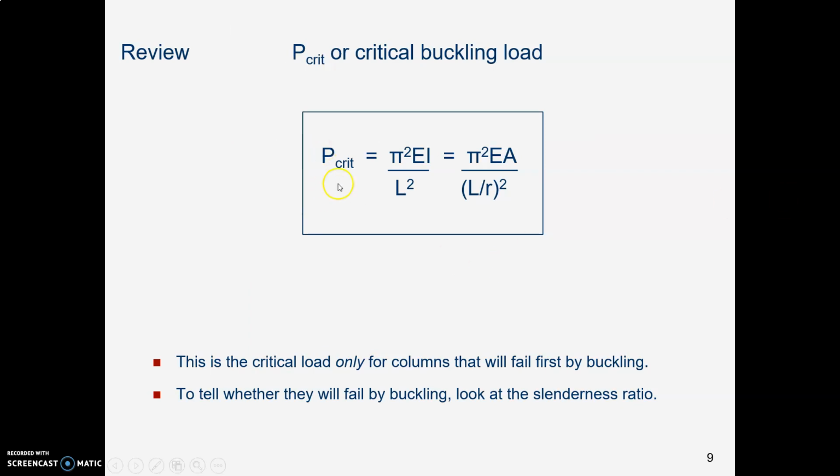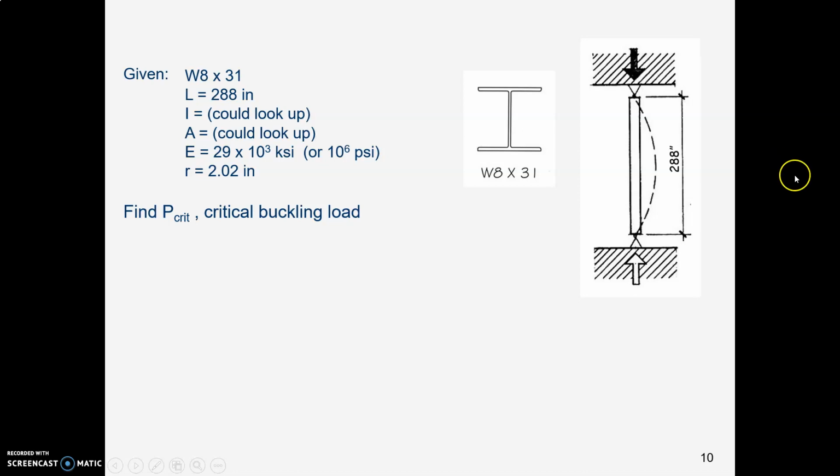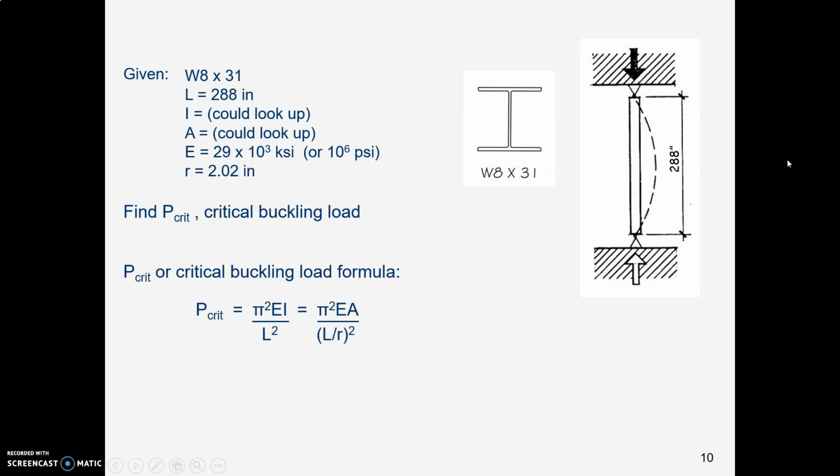And the formula for critical buckling load, we could use either one of these versions that we want. And what do we know? We know the length. We don't know moment of inertia, but we could look it up. We don't know area, but we could look it up. We do know modulus of elasticity. It's 29 million psi. And we do know the radius of gyration. And we're trying to find P crit, the critical buckling load.